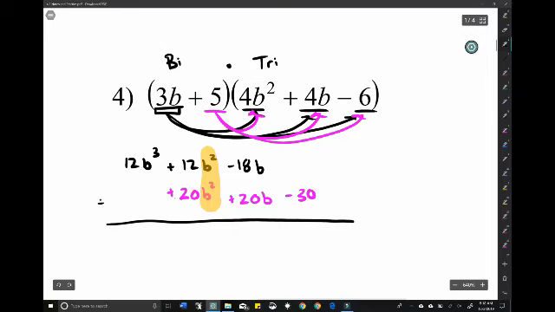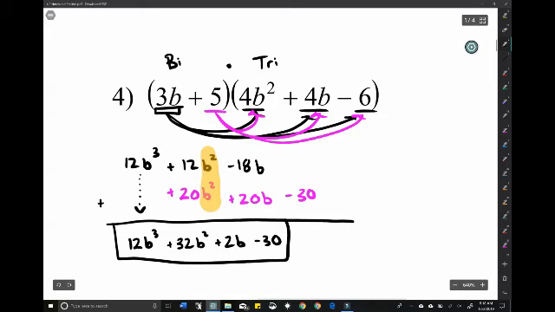There's nothing to quite line it up with, but here's why I like to line everything up. In this case, we're just going to add right on down, and that means we just have a 12b to the third. Well, if we add 12 and 20, that's going to leave us with 32b squared. And negative 18 plus 20 is plus 2b minus 30. And though it may seem like a lot, once you get the hang of it, multiplying, adding, hopefully it's not too scary. Okay?